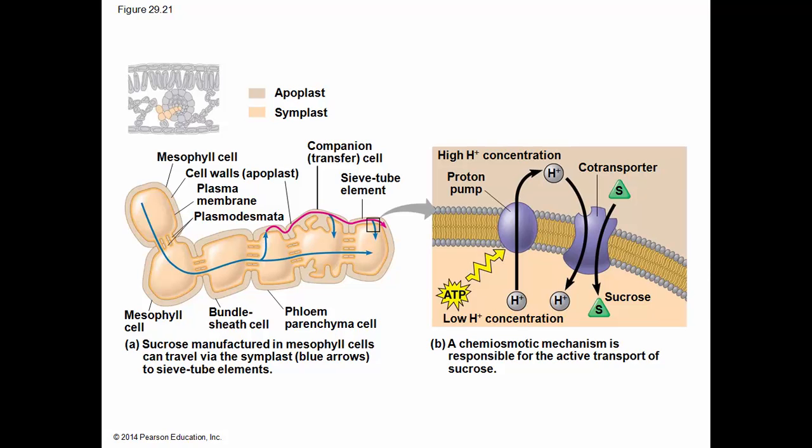Okay, so a chemiosmotic mechanism is responsible for the active transport of sucrose into companion cells and into the sieve tube elements. Proton pumps generate a hydrogen gradient, which drives sucrose accumulation with the help of a cotransport protein that couples sucrose transport to the diffusion of hydrogen ions back into the cell.